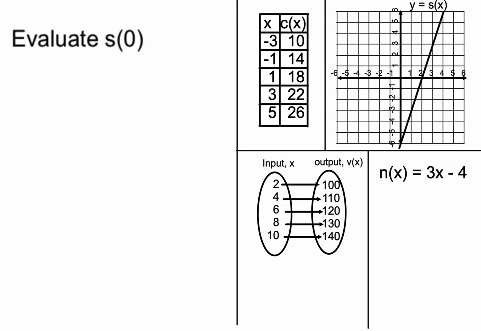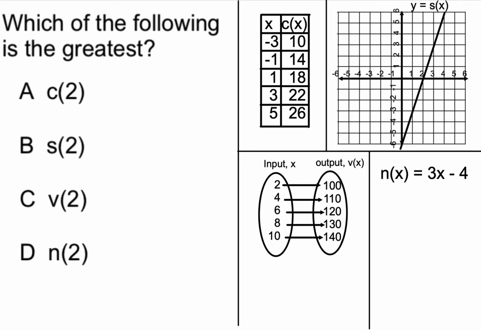Evaluate S of 0. We go to 0 on the x-axis and we find where the function is. It's right down here at 0, negative 6. So S of 0 is negative 6, which, by the way, is the y-intercept. When you plug in 0, you get the y-intercept.